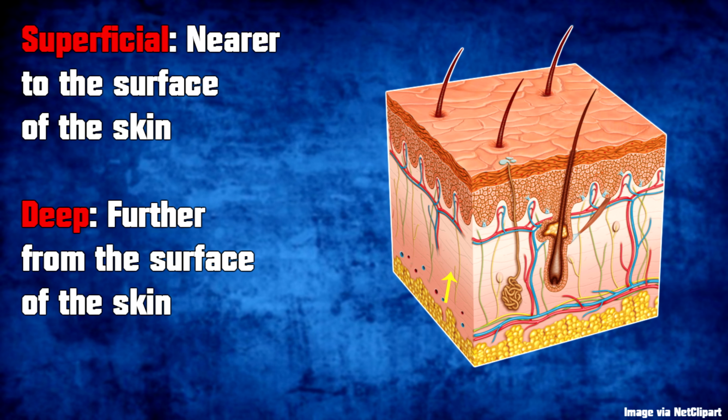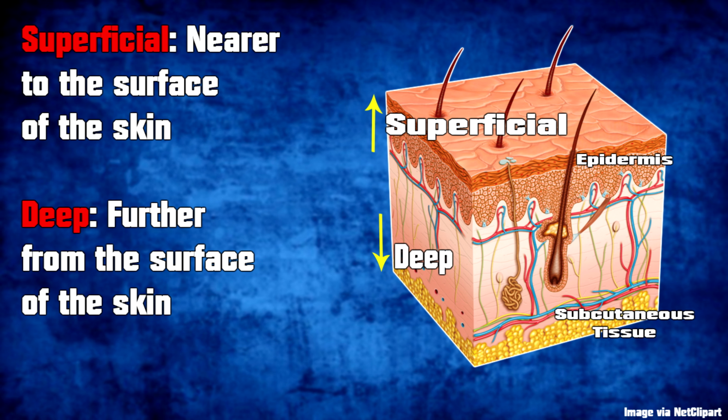The last pair of directional terms is superficial and deep. Superficial refers to a location closer to the surface of the body, whereas deep refers to a location further away from the surface of the body. For example, using the layers of the skin as a point of reference, we can say the epidermis is superficial, whereas the subcutaneous tissue is deep.